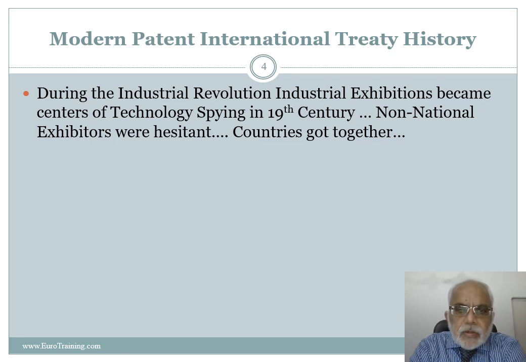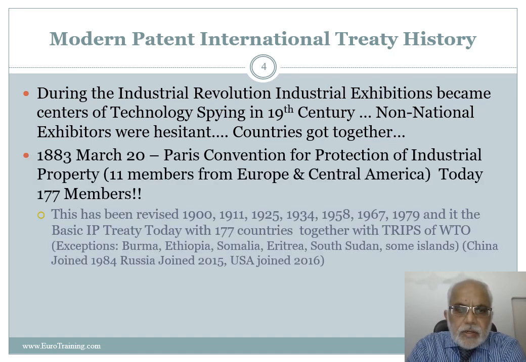Therefore, the 12 countries of that time, Austria, Germany, France, UK, got together and discussed the need for some sort of international treaty in that area. And the fruits came on March 20th, 1883. The Paris Convention for Protection of Industrial Property was signed. 11 member countries from Europe and Central America signed it.